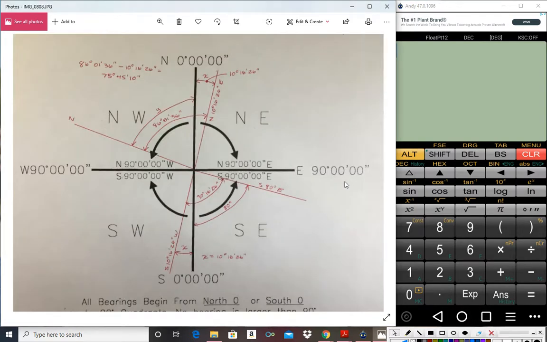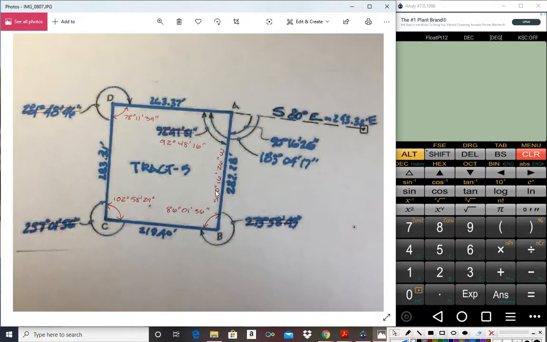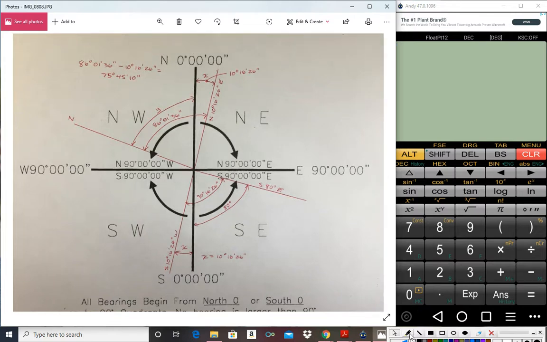The next step is going to be a little bit more complicated. Because I have a line that's southwest 10 degrees, 16 minutes, and 26 seconds, I'm going to flip the direction from southwest to the northeast quadrant. And considering the fact that this x angle and this angle are the same, they're both 10 degrees, 16 minutes, and 26 seconds, this line will now be northeast 10 degrees, 16 minutes, and 26 seconds.